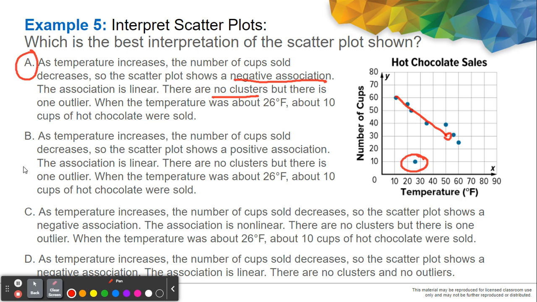You might be confused with letter B, because for letter B it also says that when the temperature increases, the number of cups sold decreases. However, that is not a positive association because it's going down. Remember, when x increases and our y decreases, it's not positive but a negative association. So the correct answer would be A. I hope you got that question right. Moving on to the next example.